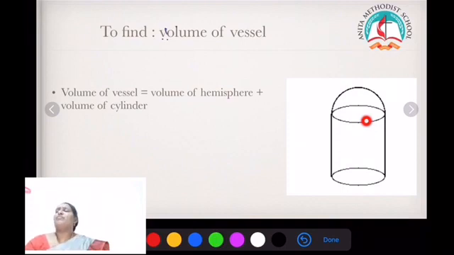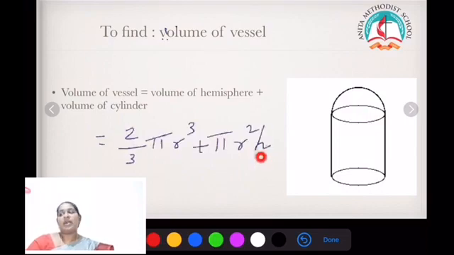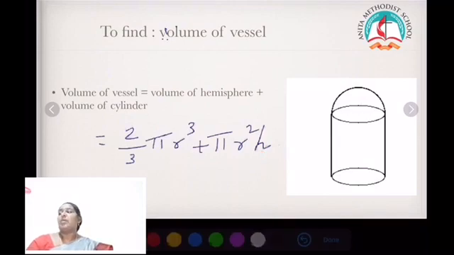Just apply that formula. Okay, children, so 2 by 3 pi r cube plus pi r square h cubic units. In that formula you are going to apply. How will you find out? We know the total length and height. Okay, so take pi commonly outside. When you take pi commonly outside, inside the bracket you will be getting 2 by 3 into r cube plus r square h. So pi into, apply.